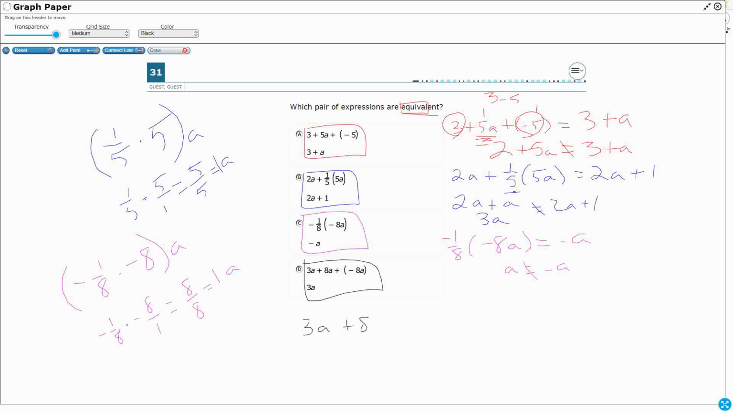3a plus 8a plus negative 8a. So we're not multiplying anything here. Yeah, you can combine like terms. I've got 3a's, I've got 8a's, and I've got negative 8a's. But look at this right here.